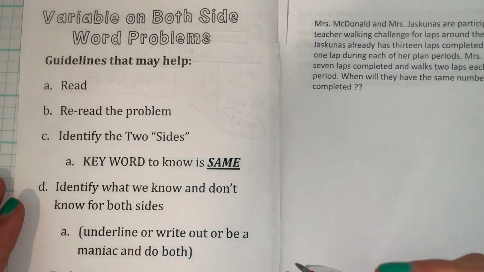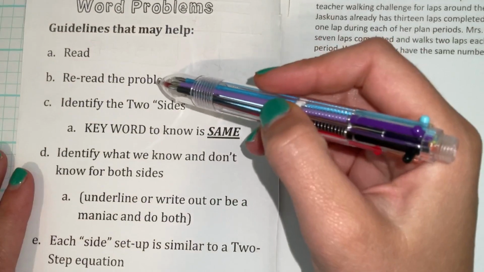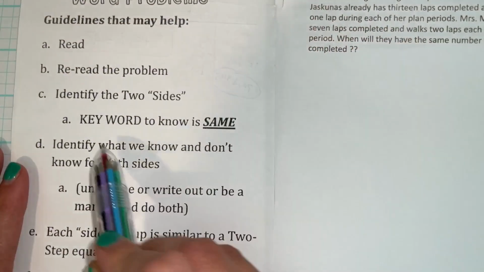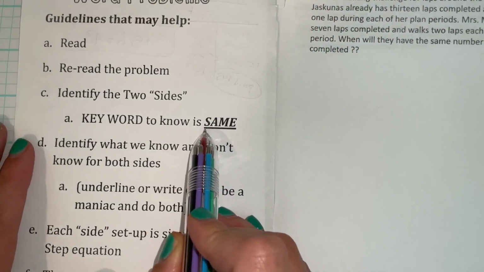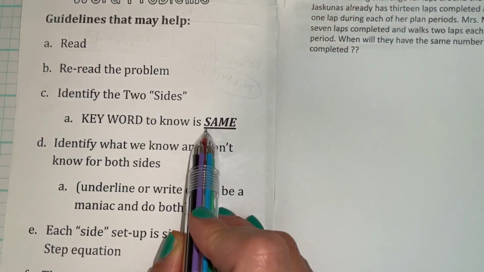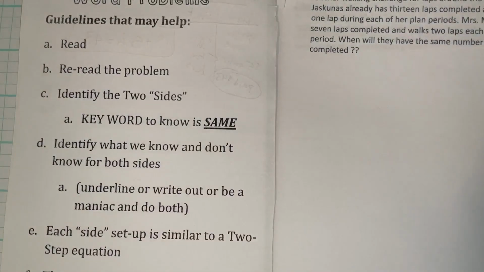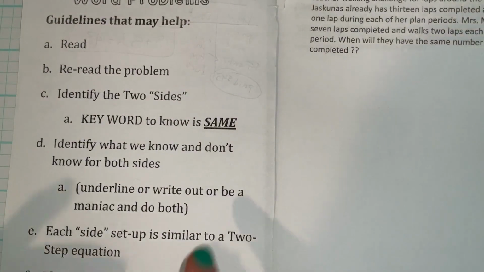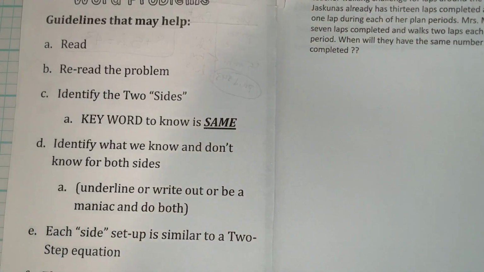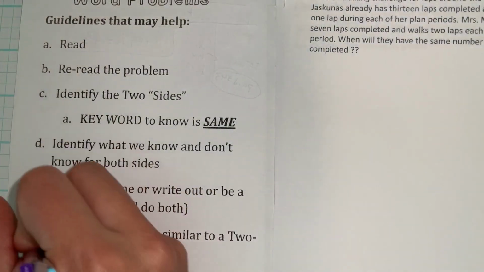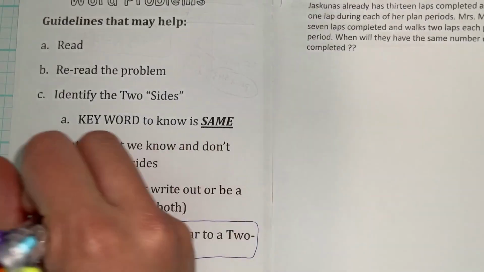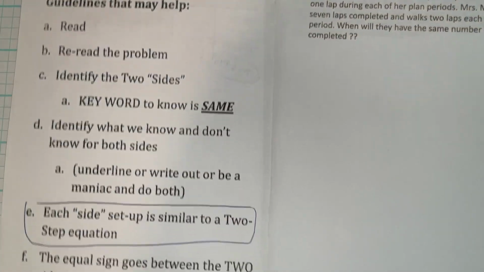Variable on both sides word problems. Read, reread, identify the two sides. The key word to know it's a problem with variable on both sides is this word same. Every single time you will see that word same. All right. Identify what you know and what you don't know. Again, what you don't know is your variables. Each side is set up similar to a two-sided equation. So it's like doing two of those that we just did at once.